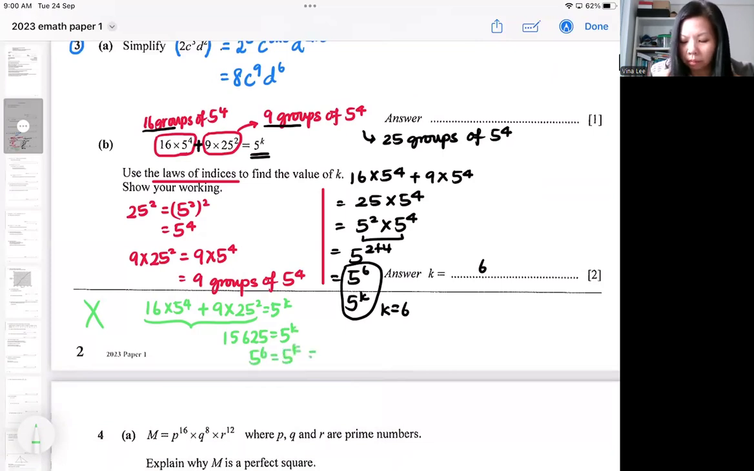Technically you're not wrong. You still do get the same answer. However, you're not using the idea of indices because you are punching the calculator. If you have gotten the same answer by punching it out, then you are not correct. You are supposed to see it as groups and then apply your indices.